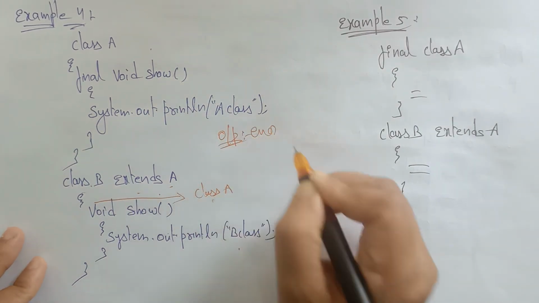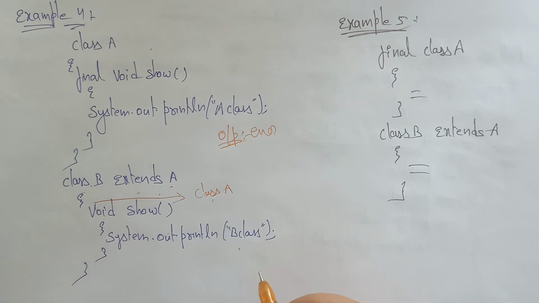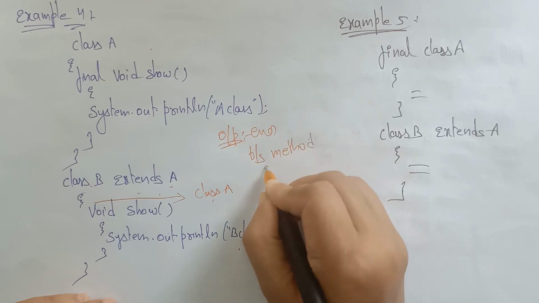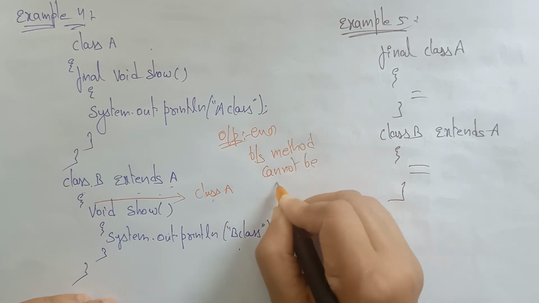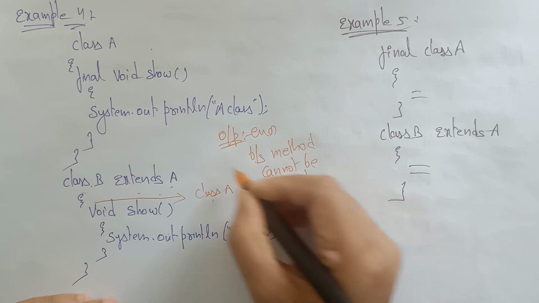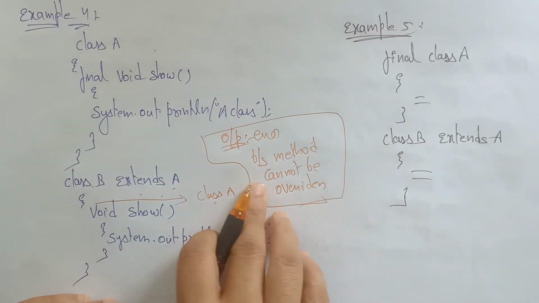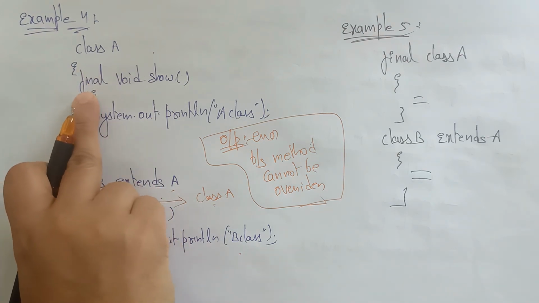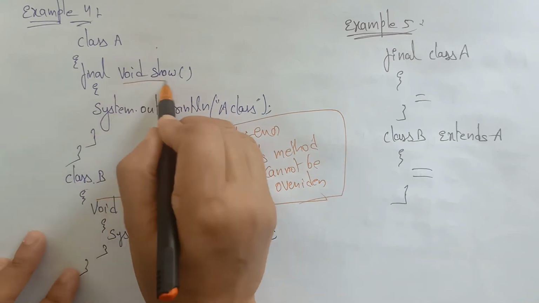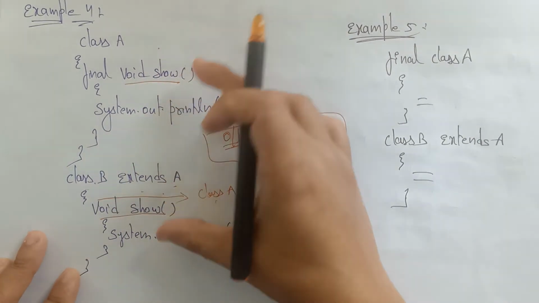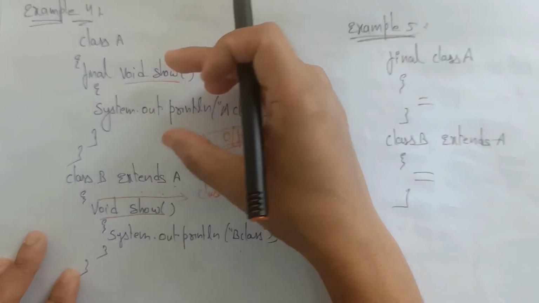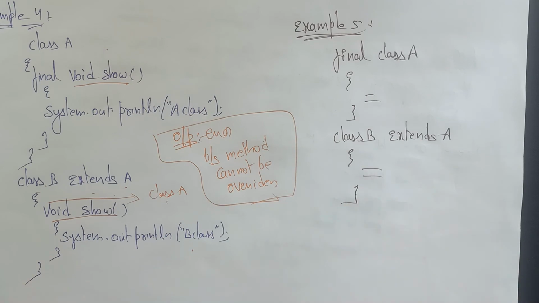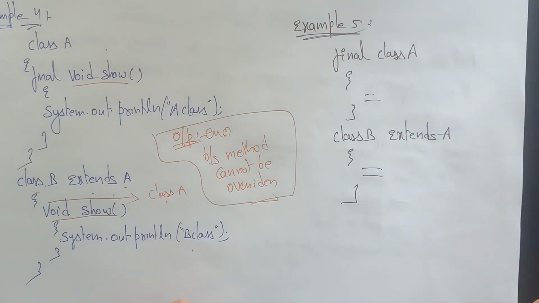Why, ma'am? Why is it an error? Because a final method cannot be overridden. I already explained this as the third point. If you declare a method as final, then it cannot be overridden. So here the void show and here the void show, both are void show with the same name. So the method cannot be overridden. Error.